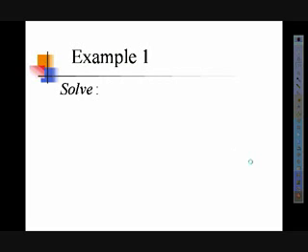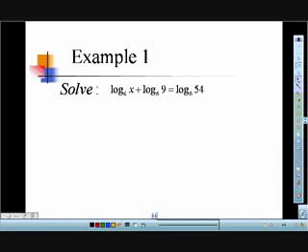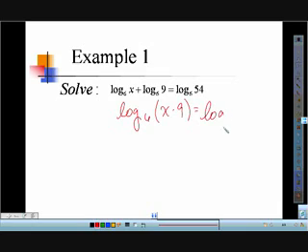Okay, let's take a look. For the first example, we have log base 6 of x plus log base 6 of 9 equals log base 6 of 54. Okay, so we have addition, so how can we rewrite that? That's right, we're going to rewrite it using multiplication. So here on the left-hand side, we're going to write log base 6 of x times 9 is equal to log base 6 of 54. And then you can rewrite it if you want as 9x.